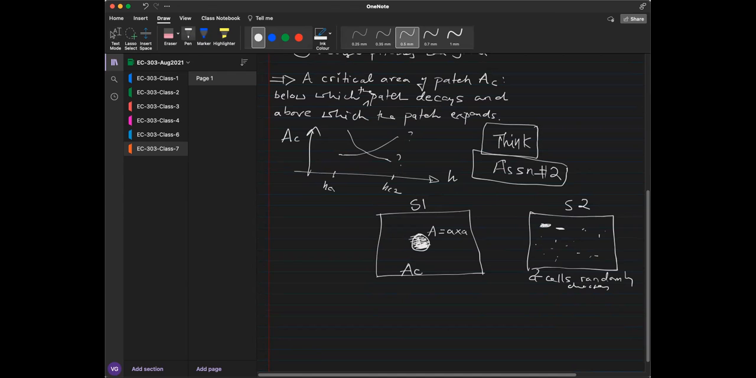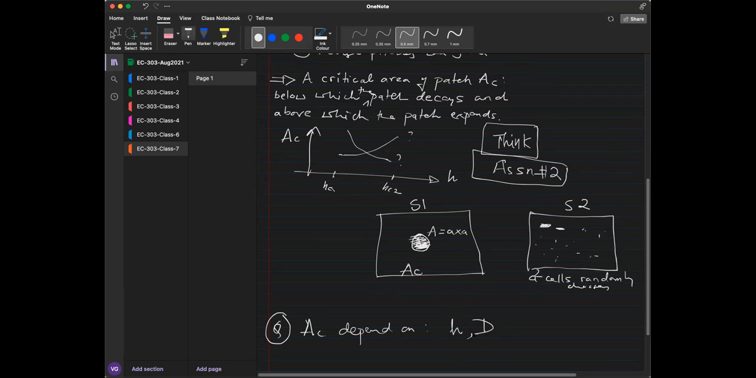You can ask the following question now, right? We know numerically that there is some AC for a given set of parameters. How does AC depend on, one is H. When I say H, what I really mean is the specific location in the bistable region, right? It depends on H, and it depends on what else? It depends on the diffusion constant, right?